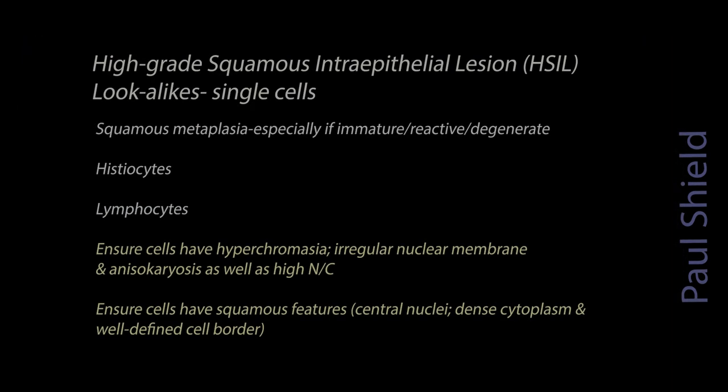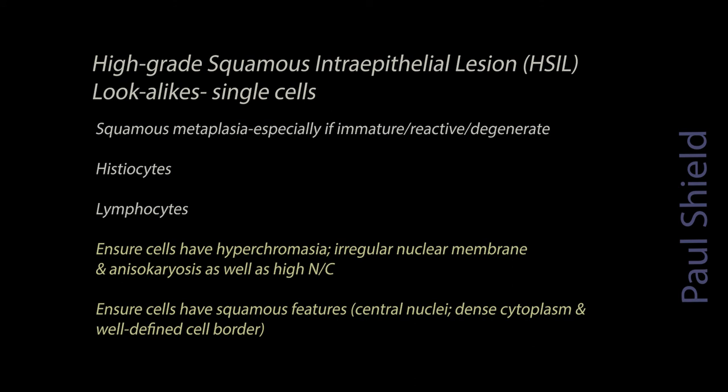Just to summarise then, high-grade HSIL cells can be mimicked by other single cells that show a really high NC ratio. The most common occurrence is squamous metaplasia, especially if it's immature, and by that I mean very small cells, or if it's showing reactive or degenerate changes that can result in more active looking chromatin or else clumped hyperchromatic chromatin. Often that'll be accompanied by inflammation. That will be a bit of a clue.